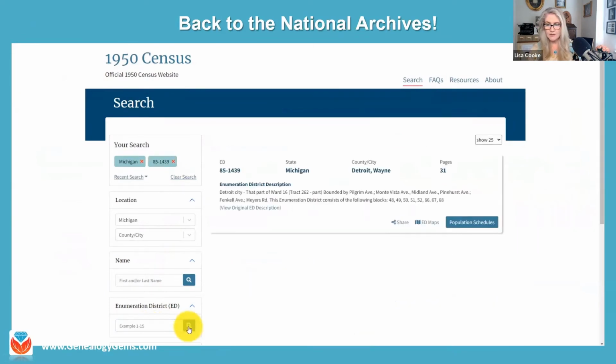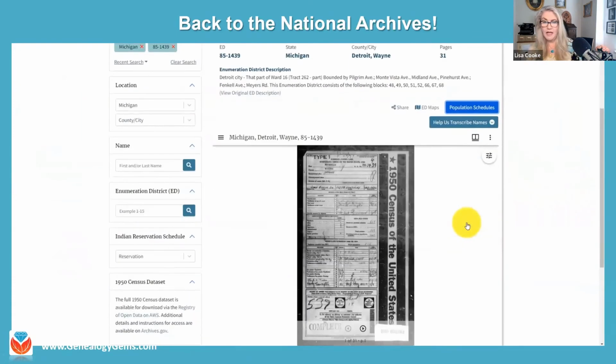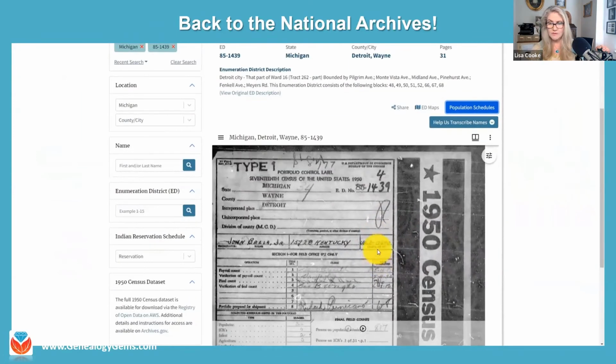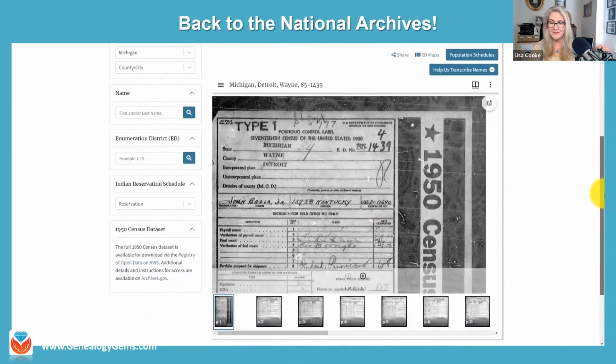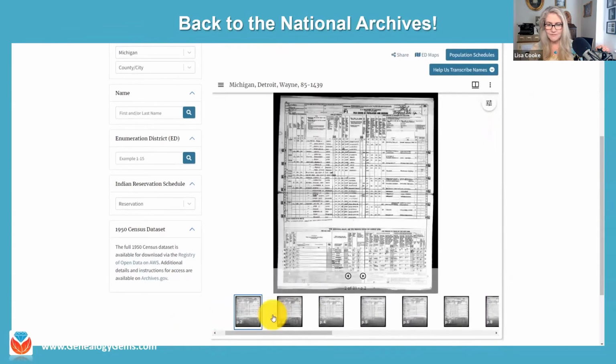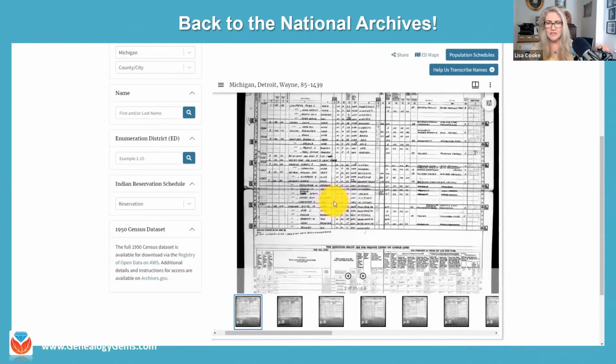1439 and click search. Okay, so here's Detroit in Wayne Township. And if we click population schedules, let's make sure we're in the right one. We are. It's 1439. That never hurts, to just make sure that this index is correct and we have the right one. And if I click for this first page, let's take a look.